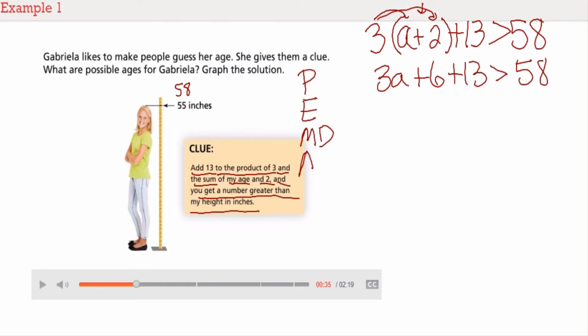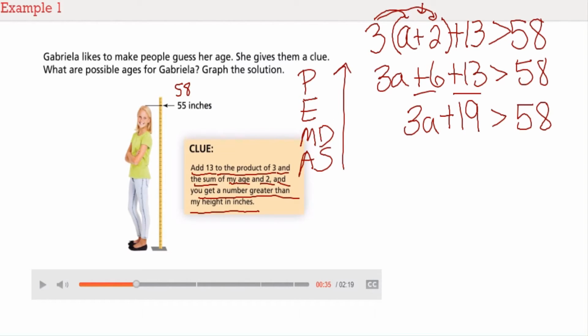Next, I have to do addition and subtraction going from left to right. So I need to combine my like terms, which is positive 6 and positive 13. When I combine that, I get a positive 19. Then I'll bring down the 3A, bring down my greater than symbol and the 58 inches. Now everything is completely simplified, so that means I can start using the order of operations in reverse.